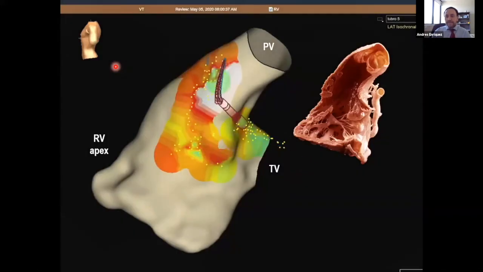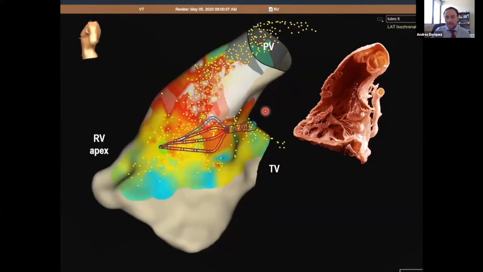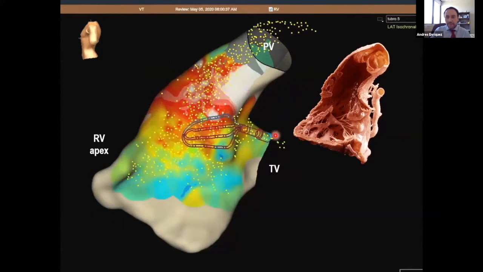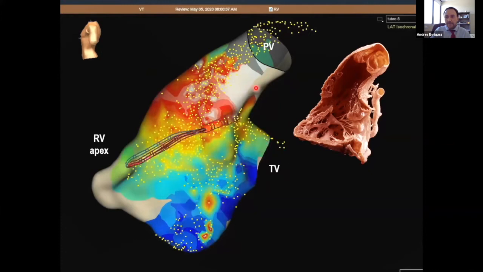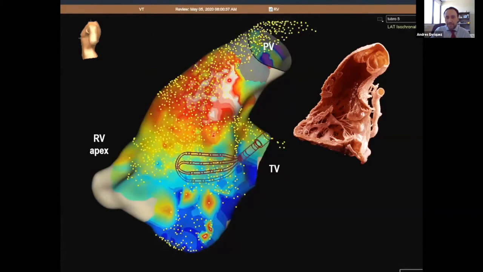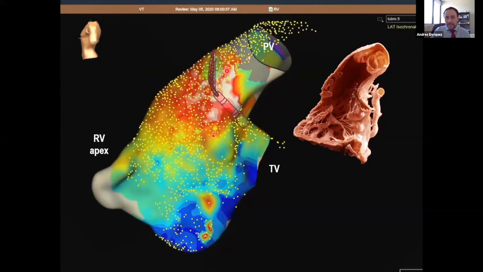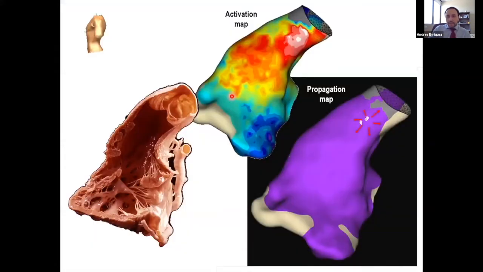And we created this activation map with this multipolar catheter called HD Grid. So here we have the RV apex, the tricuspid valve, and the pulmonary artery. And in this map, white and red means early activation. So we start seeing how the map starts to delineate this site of early activation here. So this is the final activation map. You can see that the site of origin is the posterior and septal RVOT, as we predicted.